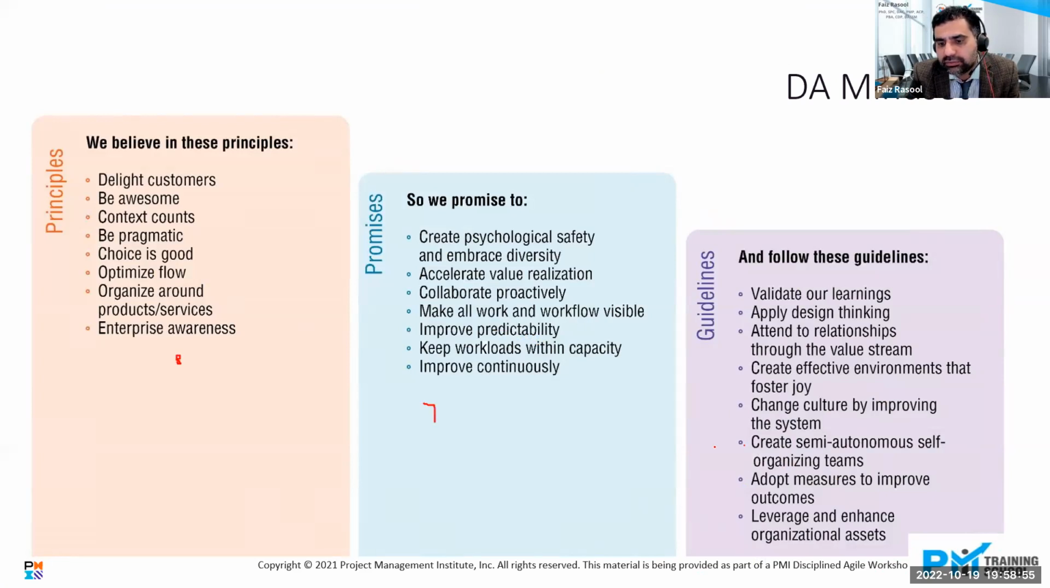Now if you look at these principles, they are: delight customer, be awesome, be pragmatic, choice is good, optimize flow, organize around product and services, and then enterprise awareness. Would anyone like me to explain any of these principles? Your choice. You can raise your hand, please.